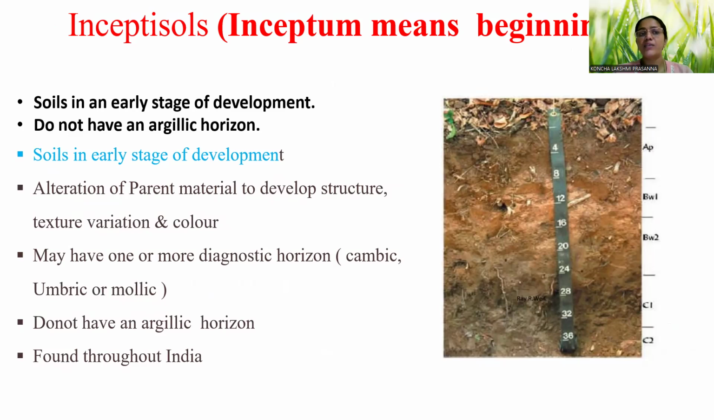Here the important point is that inceptisol, inceptum, means the beginning. As the soils are young, there is a less advanced stage of soil development. Soils are at an early stage of development. As the time is very short, the soil has developed only to a limited stage. Alteration of parent material occurs, causing variation in texture and color. So these soils are present throughout India.